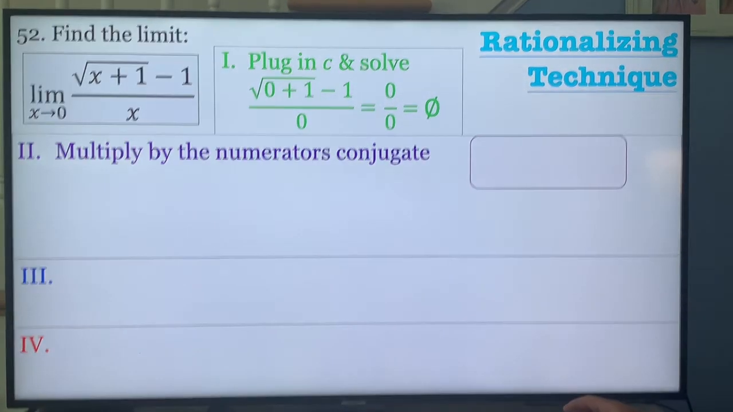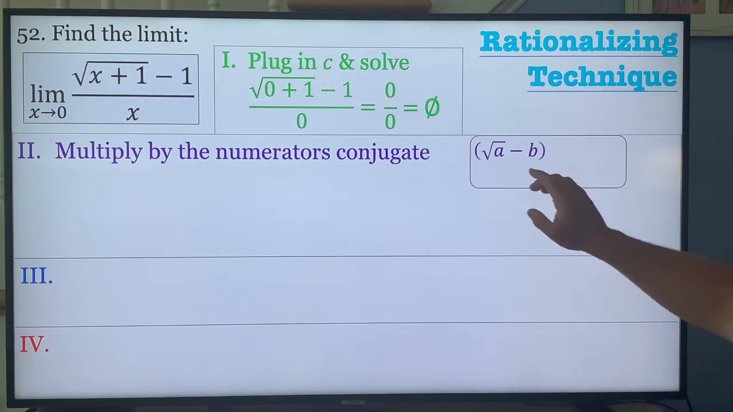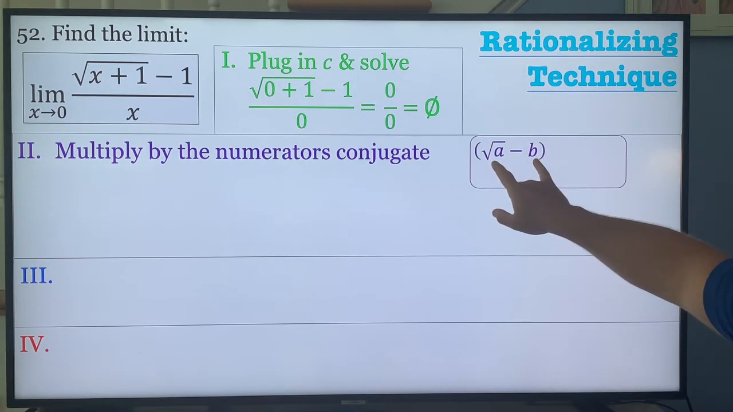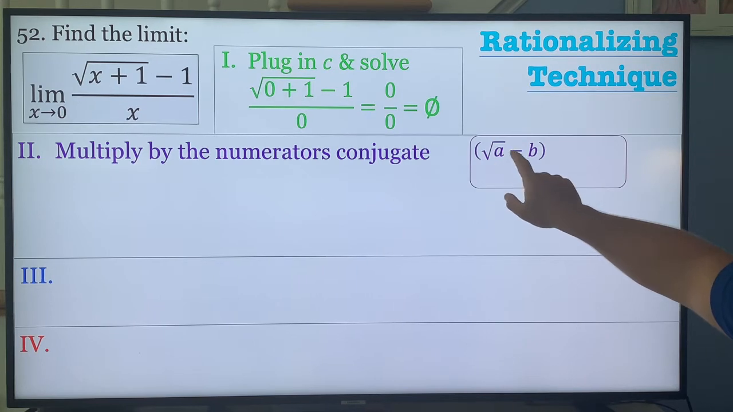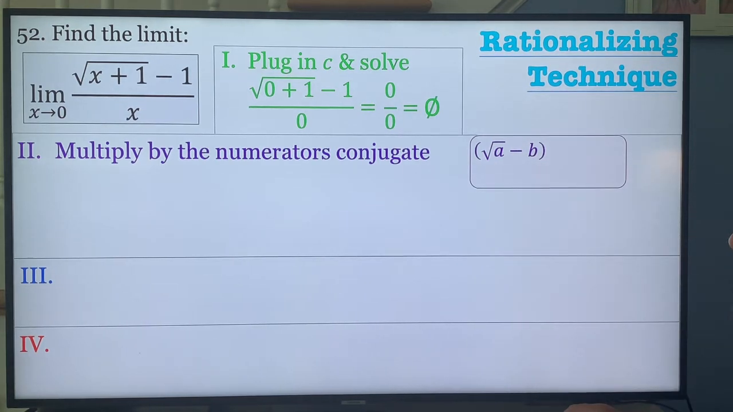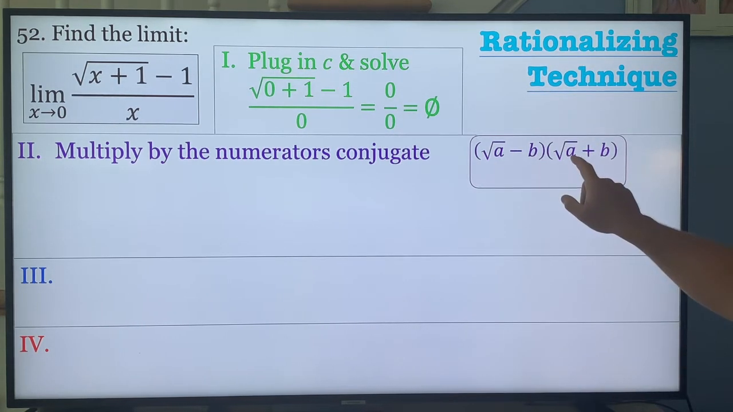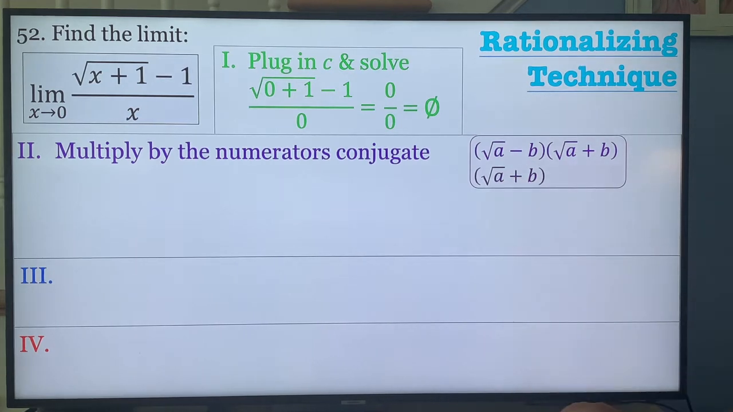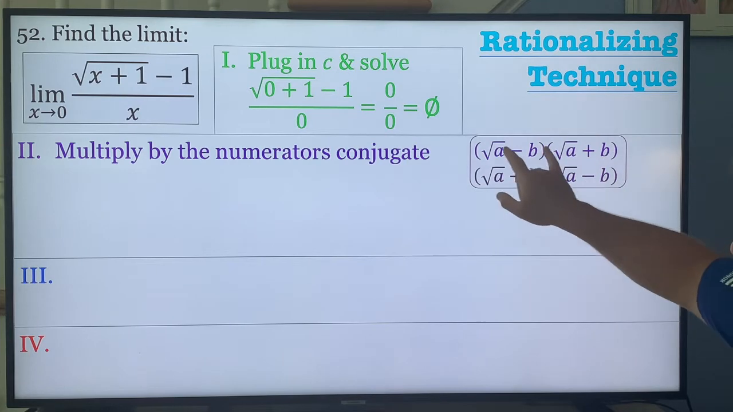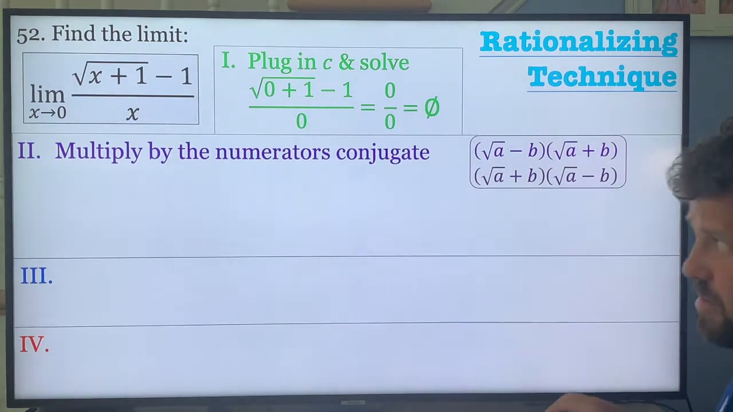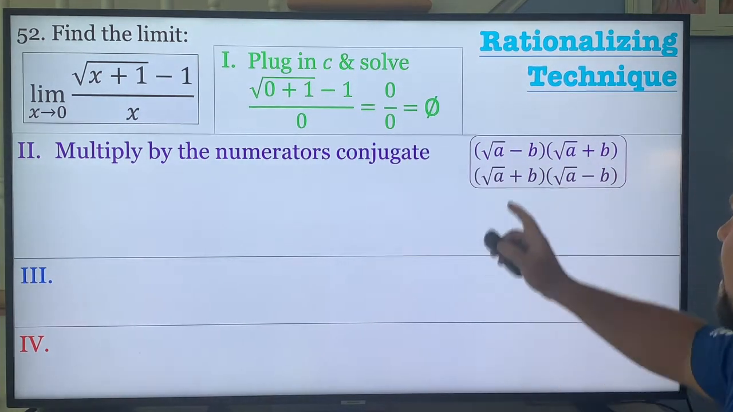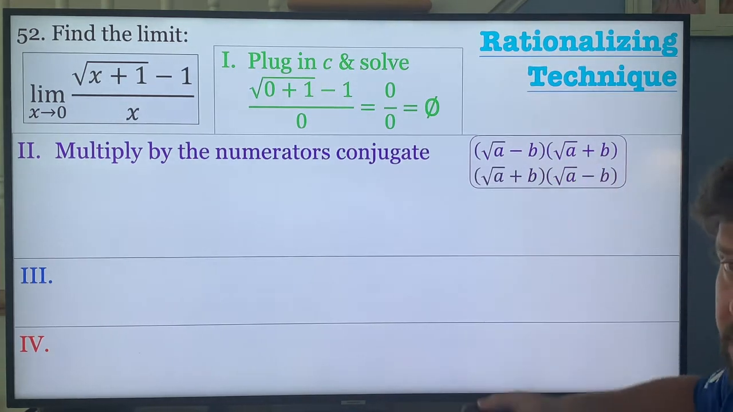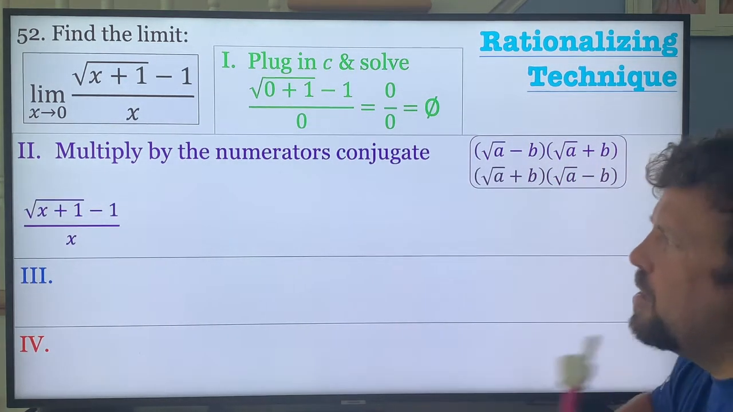Now, in case you guys don't know what a conjugate is, if it was square root of a function minus a number, the conjugate would be square root of that same function plus the number. If it was square root of a function plus a number, it would be square root of a function minus a number. So the conjugate is pretty much almost like the opposite. I don't know, not opposite. It's instead of adding the number you subtract, instead of subtracting, you add.